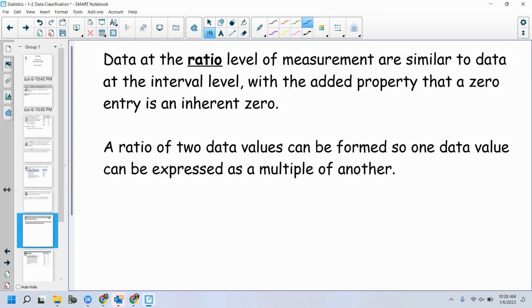So what if 0 actually means something? Data at the ratio level of measurement are similar to data at the interval level with the added property that a 0 entry is an inherent 0. When 0 means something.